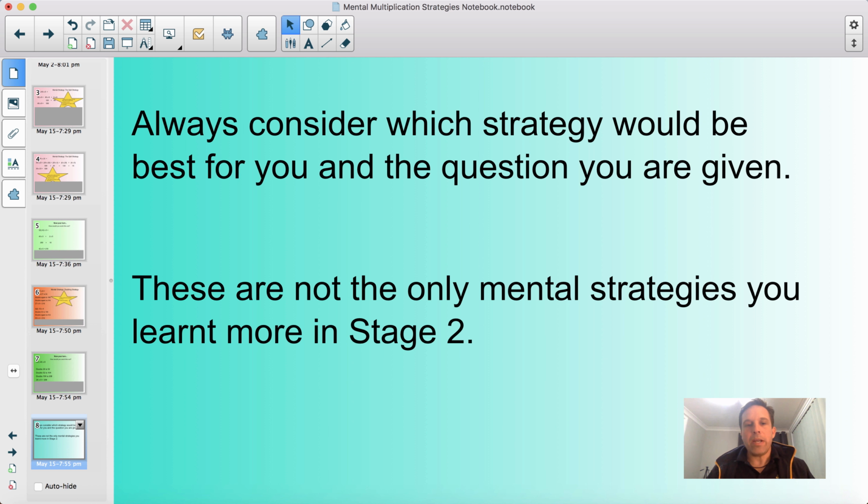Now, when we're using mental strategies, we've got to consider which one works best for you and the question you're given. So we've got to look at efficiency. Not all mental strategies are going to be as efficient as others, so you must choose the mental strategy that works for you. As I said, these are not all the mental strategies you know. You learn a whole bunch more in stage 2. Thank you.